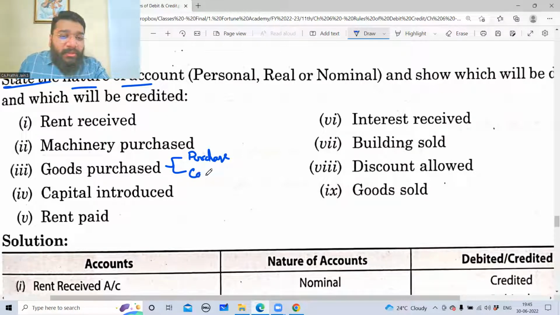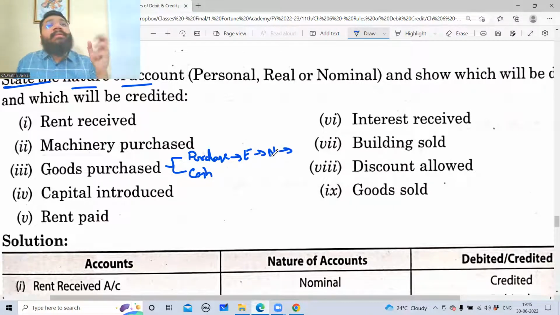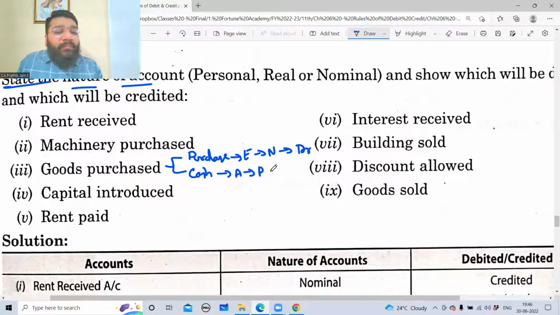So purchase and cash. Purchase I need to capture because purchase is my expense. So I need to record my expense, only then my profit will be correct. So it is expense. Nominal. So nominal says what? Debit all expense and losses. When I purchase, is cash coming in or going out? Going out. So cash is asset. Real. Credit what goes out. Always. That is the rule now. The expense means debit yourself. Expenses will always be in debit.